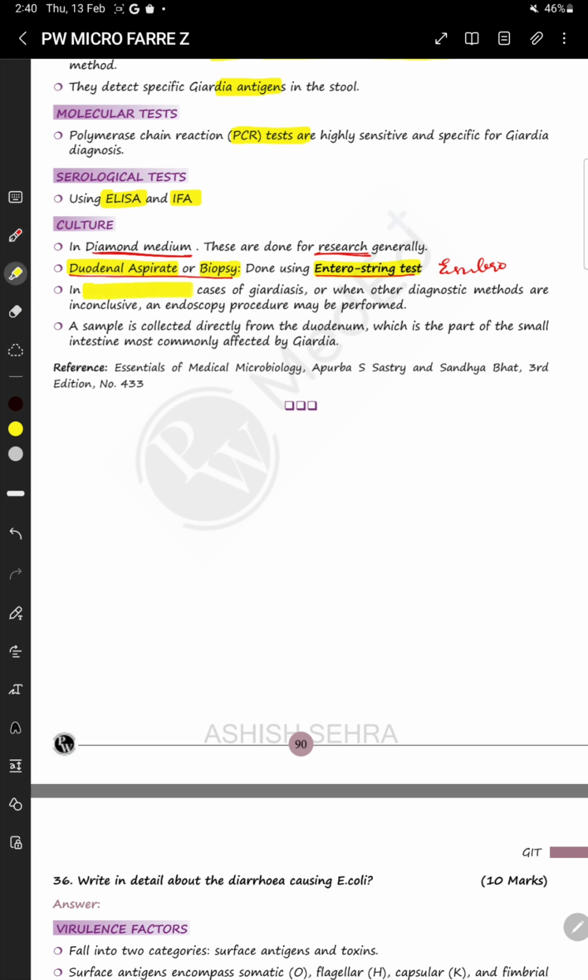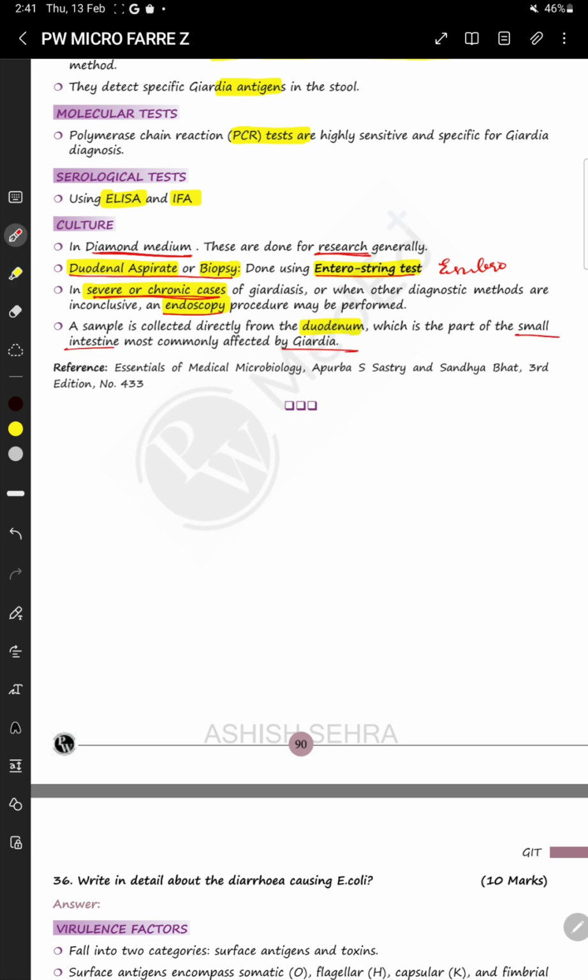In severe or chronic cases of giardiasis, when other diagnostic methods are inconclusive, an endoscopy procedure can be done. A sample is collected directly from the duodenum, which is the part of the small intestine most commonly affected by giardia.